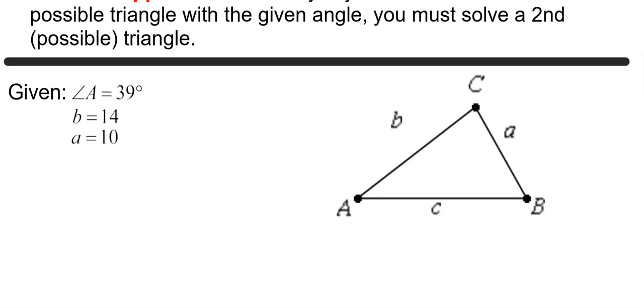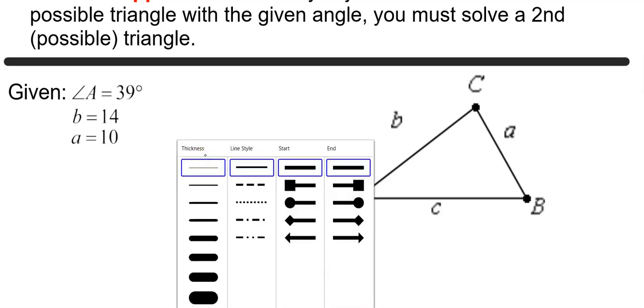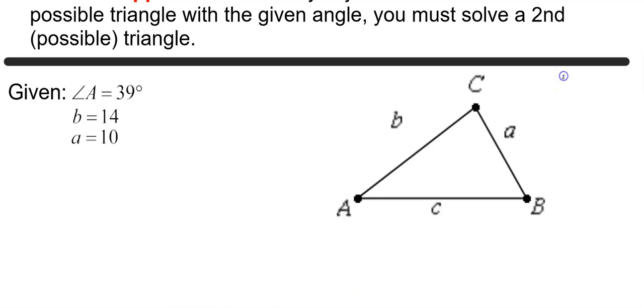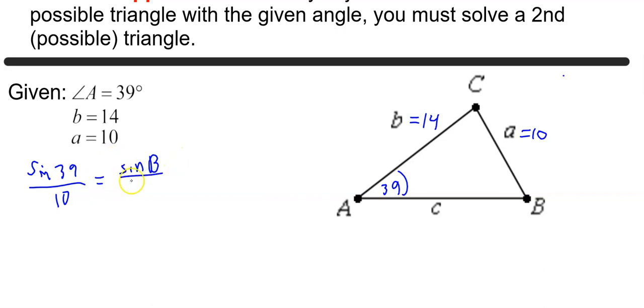Okay, so let's set up the law of sines here. We're going to label the given information. Side A is equal to 10. Angle A is 39. And side B is 14. So pretty quickly you can figure out that we're going to use the A there. So sine of 39 over 10 equals sine of B over 14. That was probably obvious to you, that we're going to choose A.